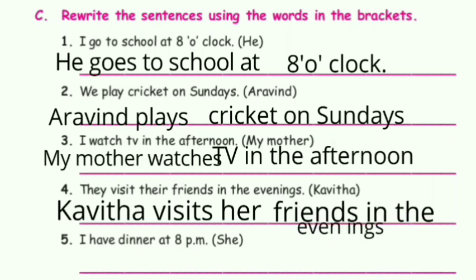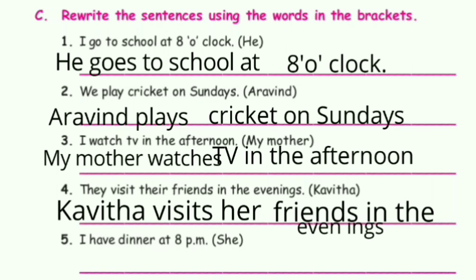Then fourth one, they visit their friends in the evenings. Within the bracket, Kavita. Kavita is a third person singular. So after Kavita, the verb is visit, so we should add s. Kavita visits. The answer is Kavita visits her friends in the evenings.